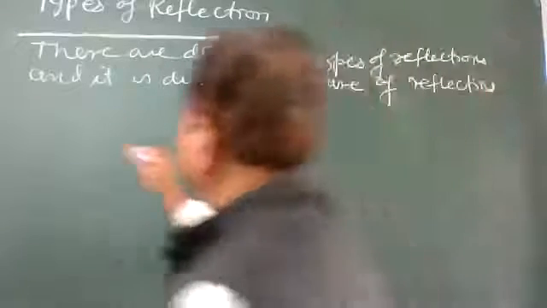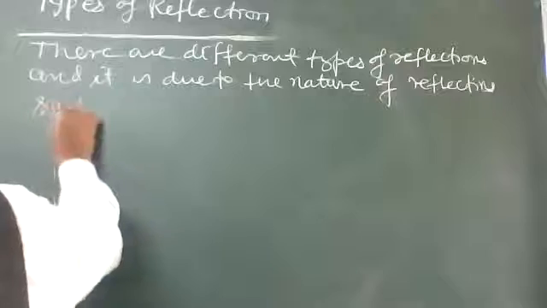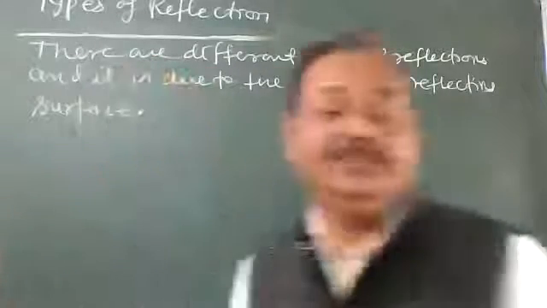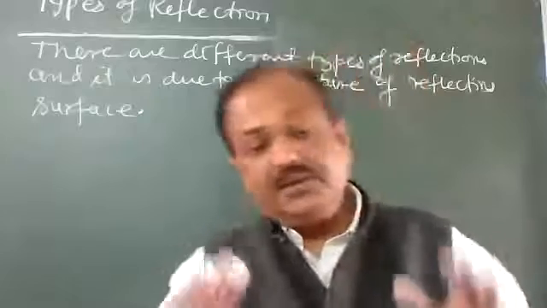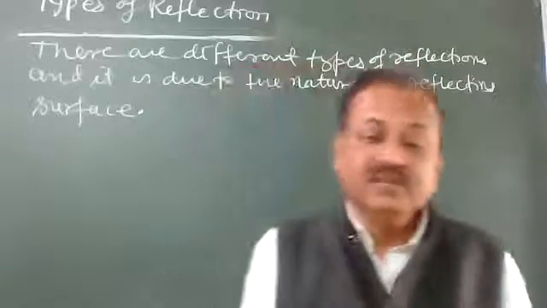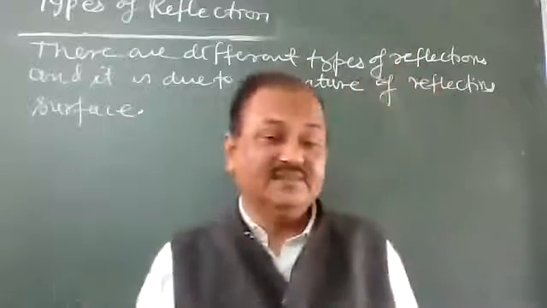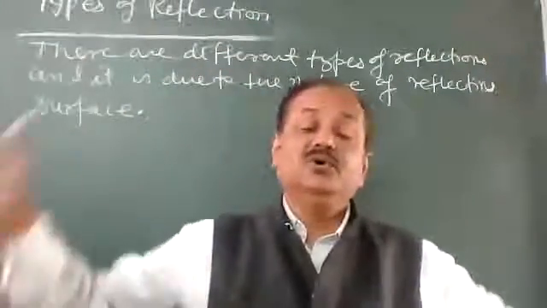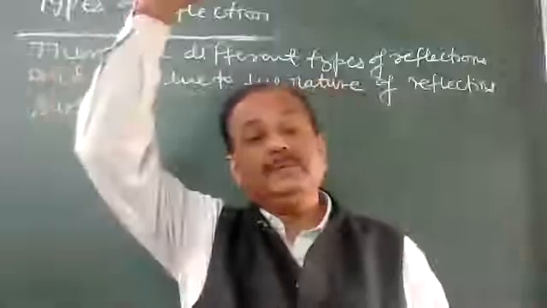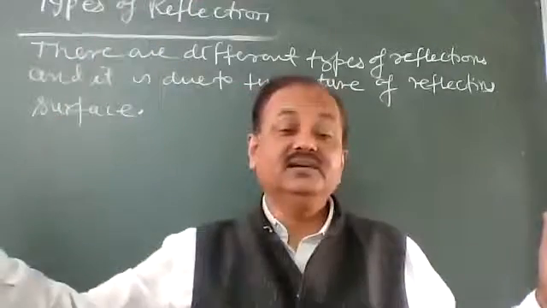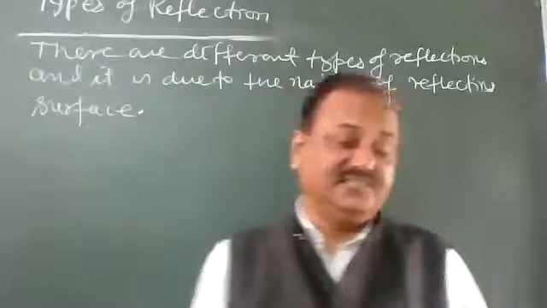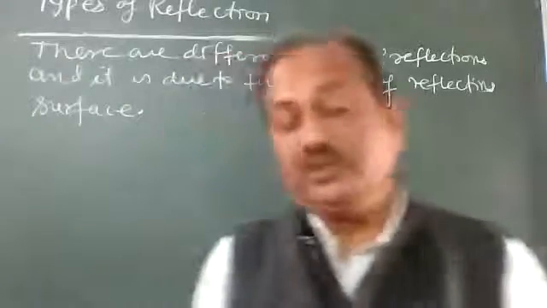Nature of reflecting surface. You must have seen there are different temples in which there are mirrors from all three sides, upper side and both the sides. What happens? You see multiple images. There are many films also.